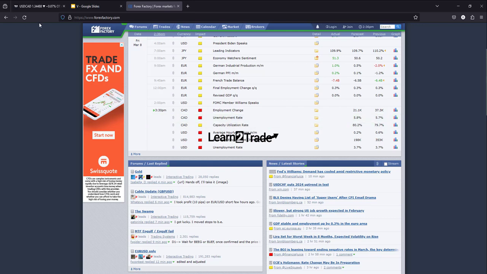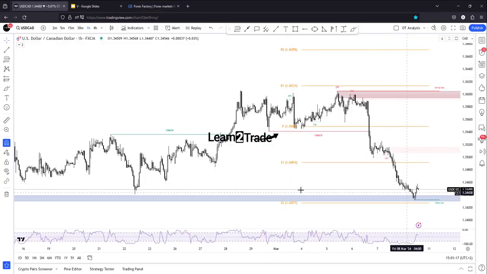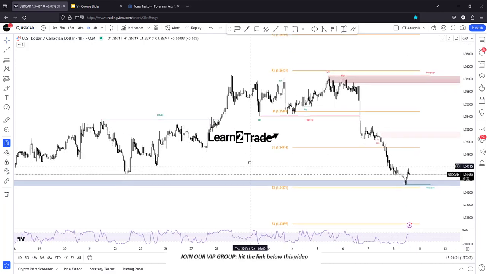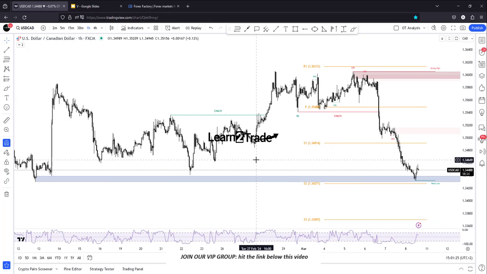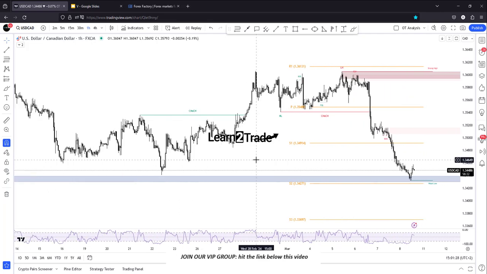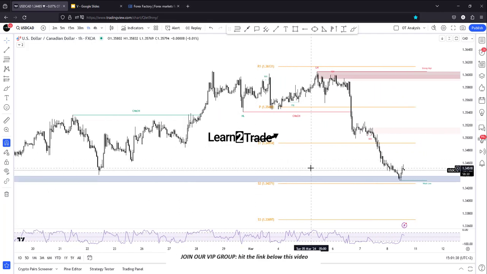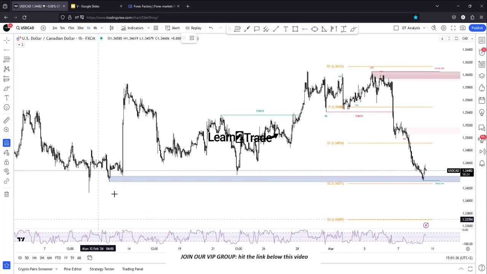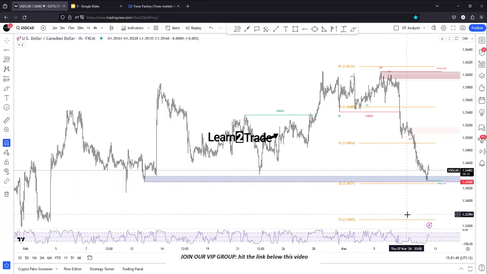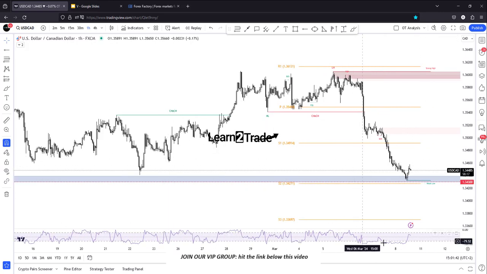Okay, because after this massive downside movement, this sell-off, the currency pair dropped because the US dollar depreciated versus rivals, versus the other major currencies, because the dollar index crashed. Right now, as you can see here, the currency pair reached a demand zone. Okay, and at the demand zone, it has rebounded, bounced back.